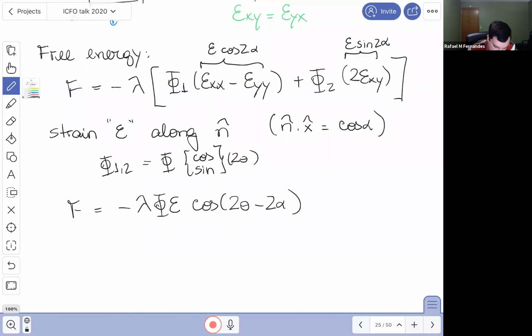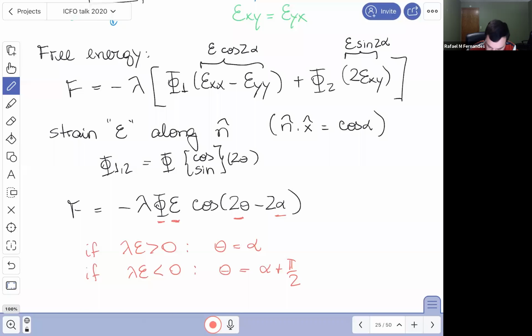So here's what you learn from this. If I apply strain, I necessarily induce nematic order, right? They are linearly coupled. Now you also fix the direction of the director, right? So if lambda epsilon is positive, you minimize this by having theta equals alpha, right? So the director points the same direction as you're applying strain. Now, if lambda epsilon is negative, then theta is going to be alpha plus pi over 2. That's how you minimize this term. So then the director points in a perpendicular direction to strain.